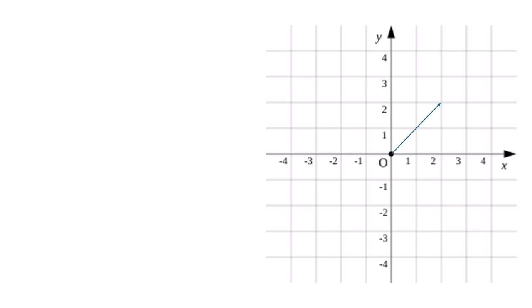What would happen if we put a topology onto a vector space? Or maybe even a better question, why would we want to put a topology on a vector space? I've got the vector space V equals R2 on the right here, and I've graphed the vector (2, 2). But what would be the benefit of having a topology on R2?